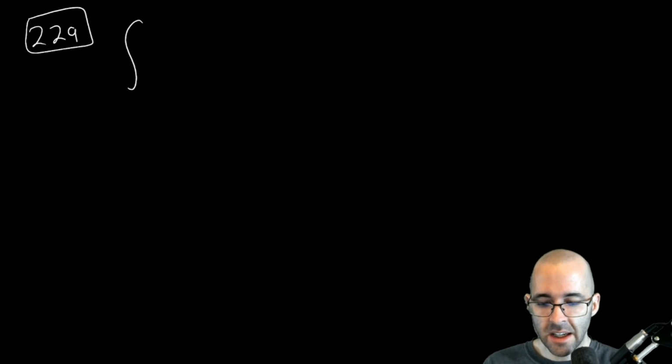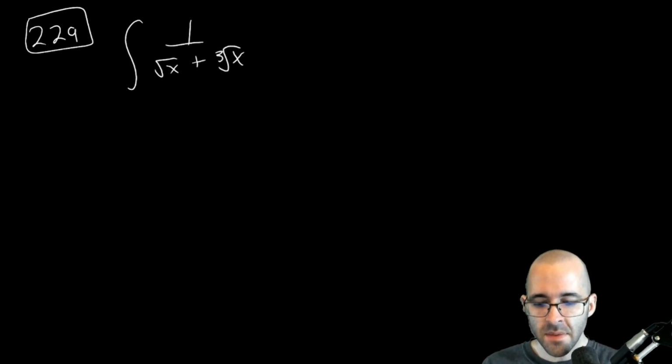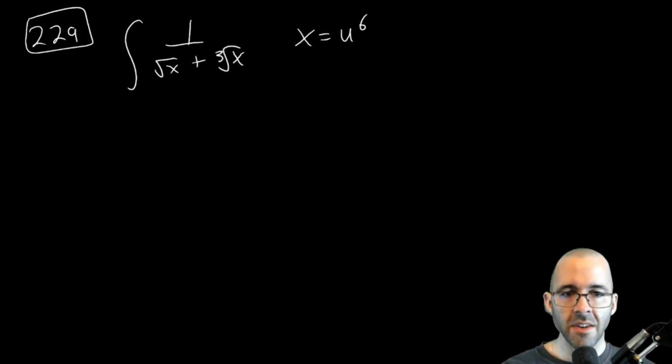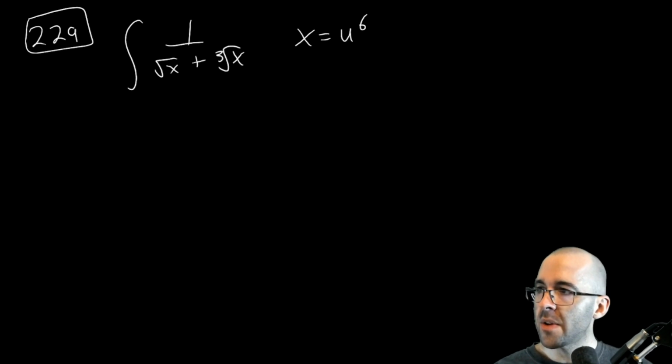229 should hopefully be another fun one. Use the given substitution to convert it and then do it. We got the integral of 1 over the square root of x plus the cubed root of x. And it wants you to use the substitution x equals u to the 6. So not a traditional u substitution, kind of a backwards u substitution, just like trig integrals. All right. So what is that going to look like?